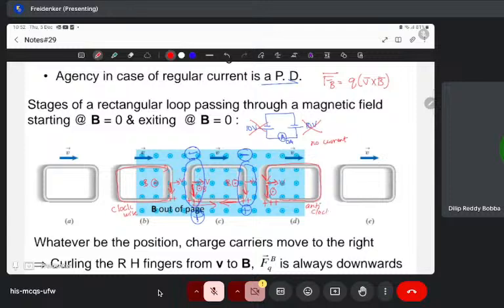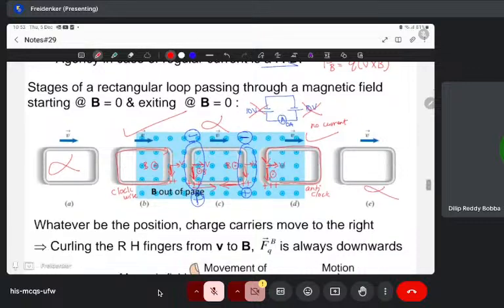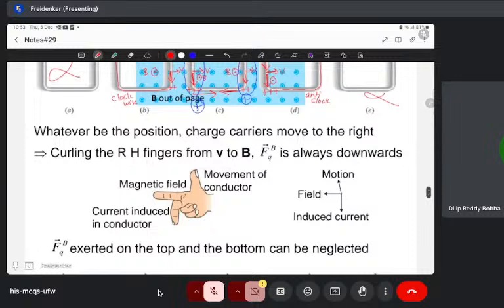So if you notice, the directions of the current have changed. So here no current, yes current, no current, yes current, no current. Nice. So this is the generic way of finding the direction of the force.